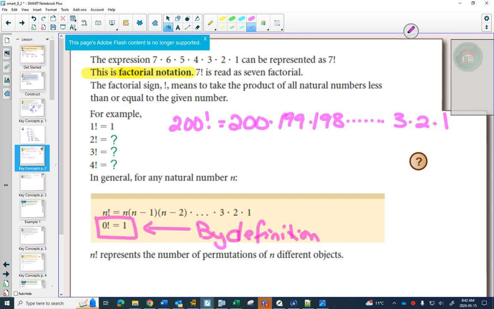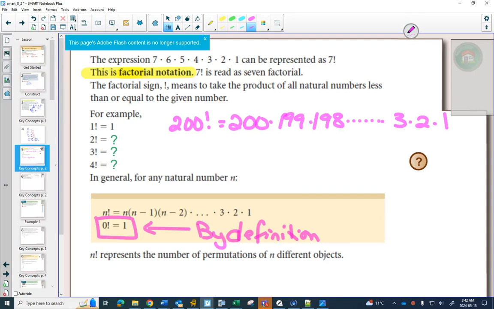By definition, 0 factorial is 1. Negative factorials don't make sense. There are decimal factorials, which is a whole other branch of math that we don't worry about, so we never do decimal factorials. We just do whole numbers, and there are going to be some formulas that need a 0 factorial for the formula to work. So by definition, 0 factorial is equal to 1.